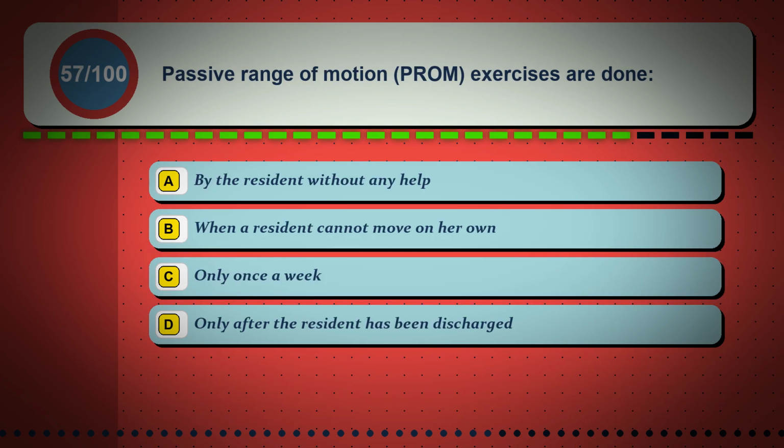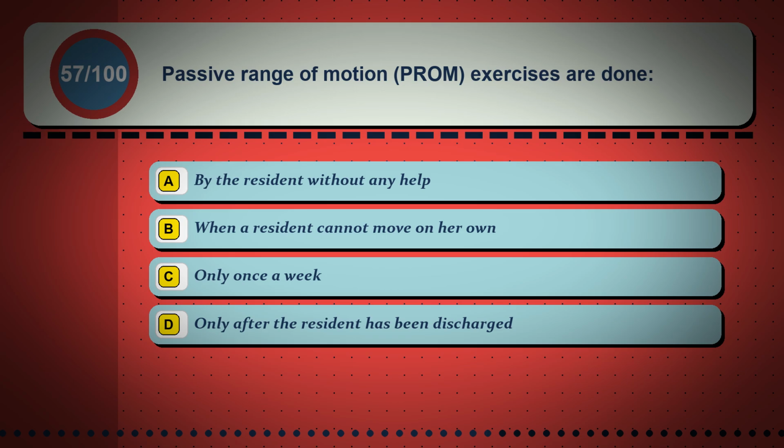Question 57. Passive range of motion, PROM, exercises are done: Option A, by the resident without any help. Option B, when a resident cannot move on her own. Option C, only once a week. Option D, only after the resident has been discharged.